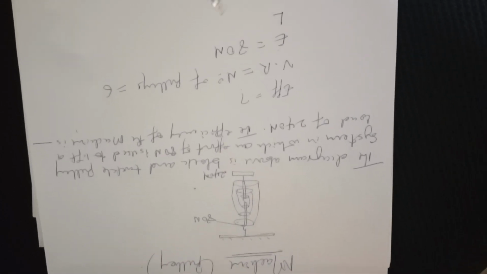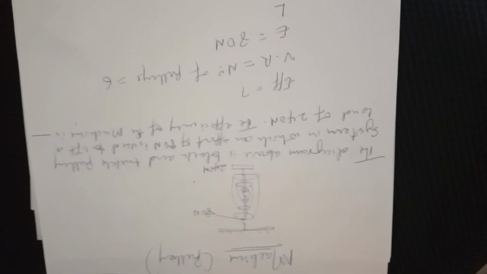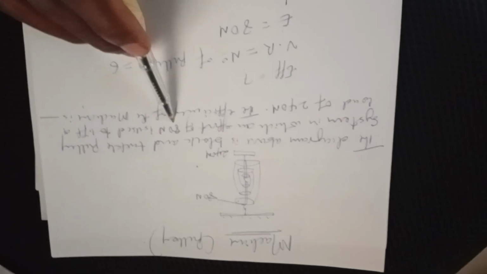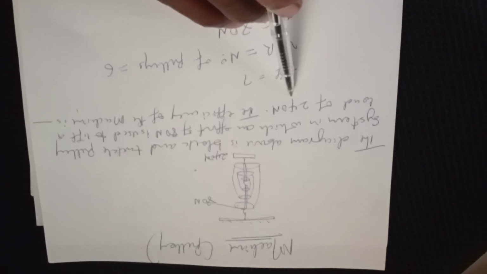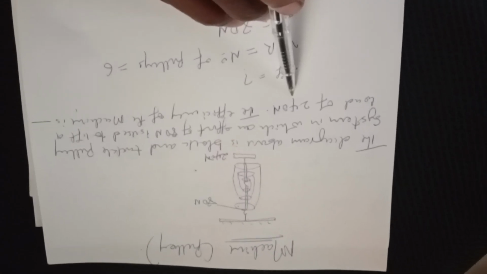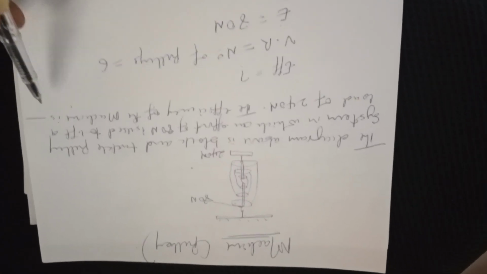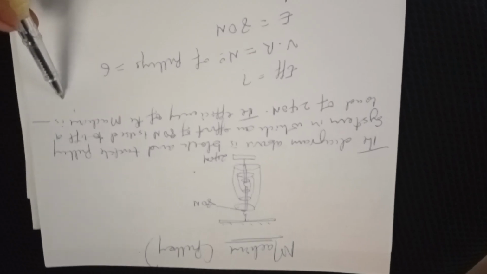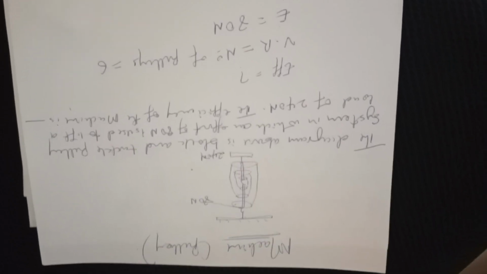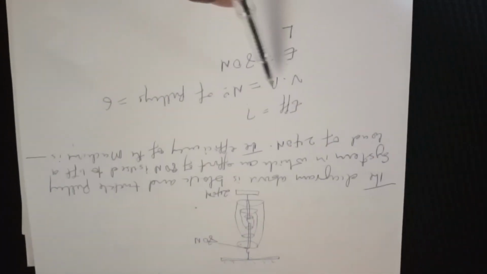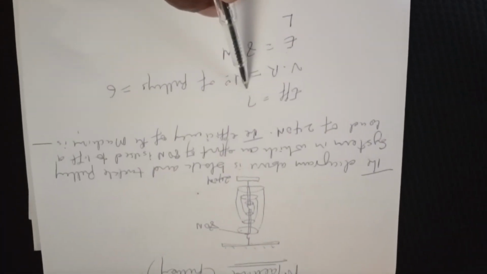Now, the diagram above, let's go to the question. The diagram above is a block and tackle pulley system in which an effort of 80 Newton is used to lift a load of 240 Newton. The efficiency of the machine is given as dash. Now we also calculate the efficiency of the machine. Now we all know that the efficiency of the machine is not given.